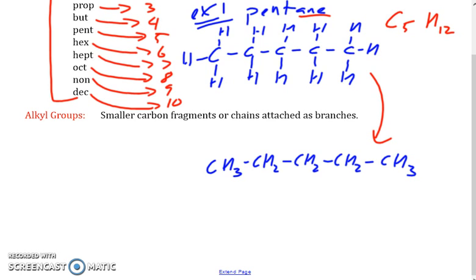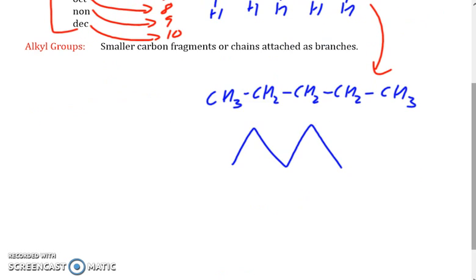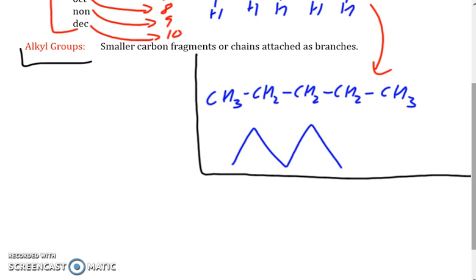If we want to draw out our line version, it's very simple. It's going to look like that. Now naming is going to get a little bit more complicated than this, so I want to instead talk about what we have here, the alkyl groups. These are basically carbon subgroups off of our main chain.